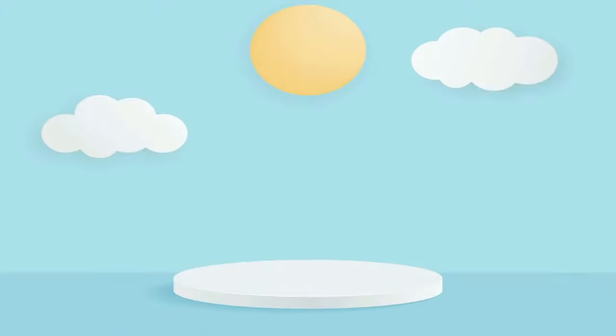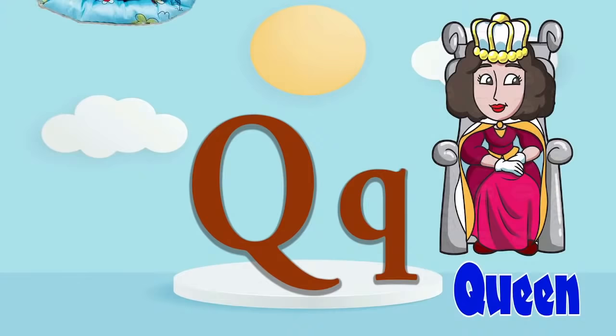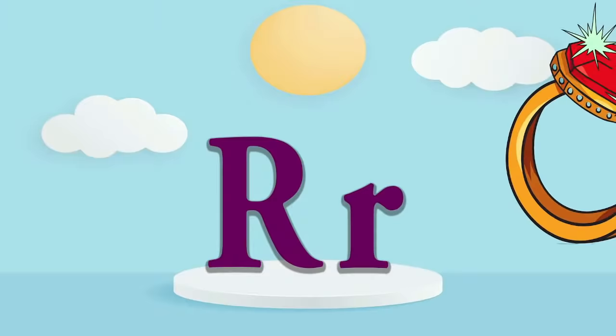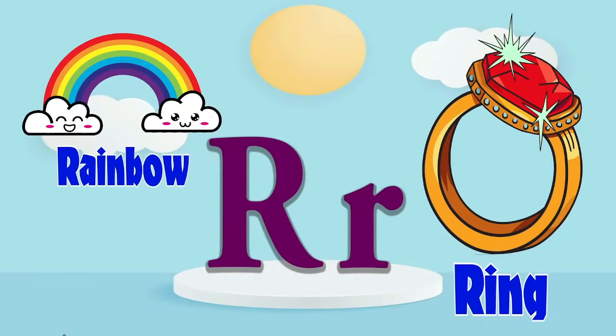Q for queen. Q for quilt. Q for quail. Q for queen, quilt and quail. R for ring. R for rainbow. R for rabbit. R for ring, rainbow and rabbit.